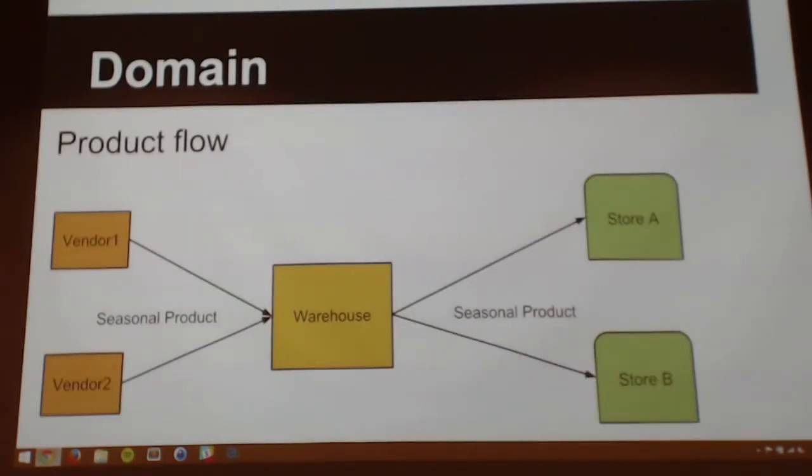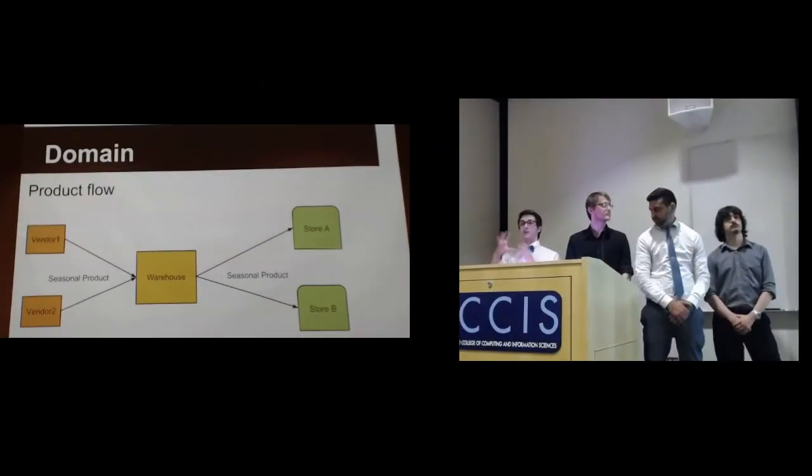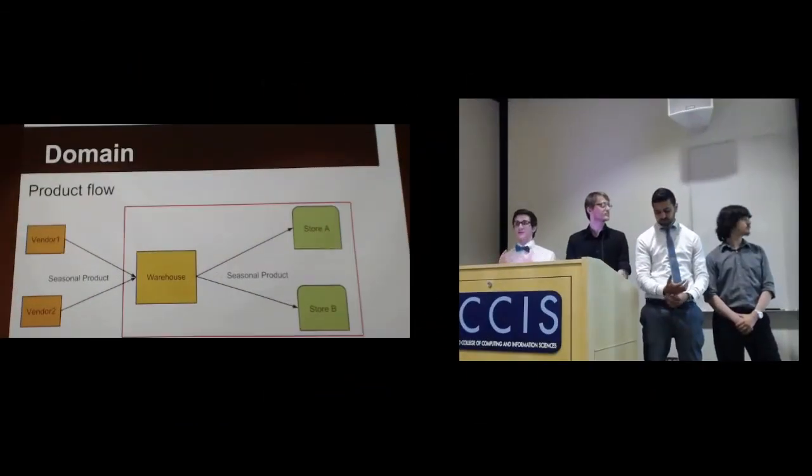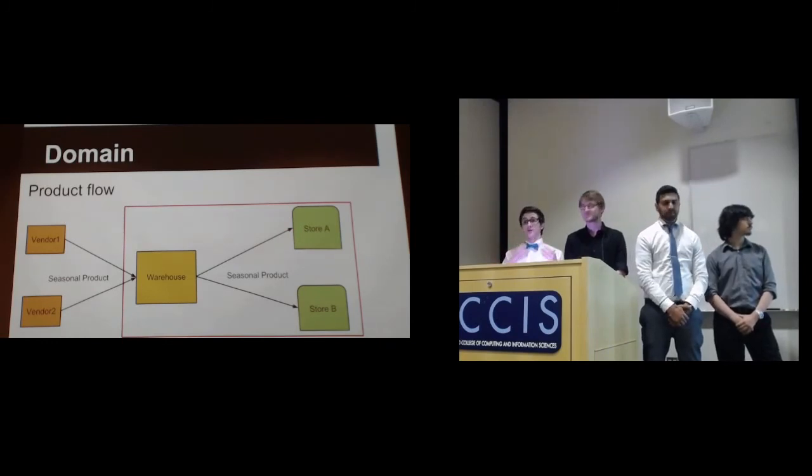So this is kind of the flow of product through the supply chain. They buy the product from the vendor, it ends up in the warehouse, and the portion our application is concerned with is getting it from the warehouse to the correct store in the correct amount in order to hit the demand curve so that there aren't any Easter baskets left after Easter is over.